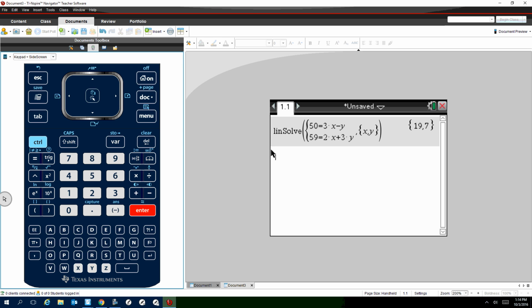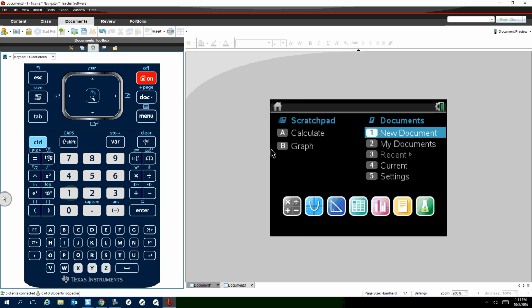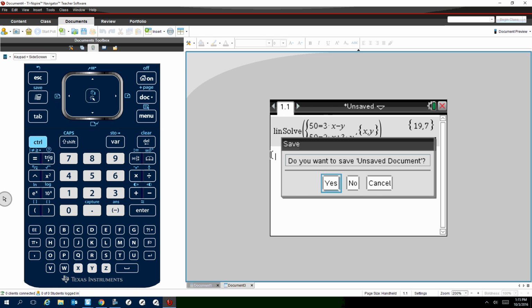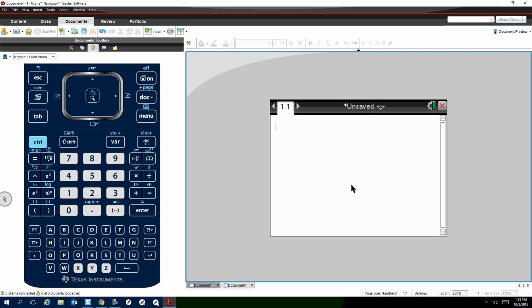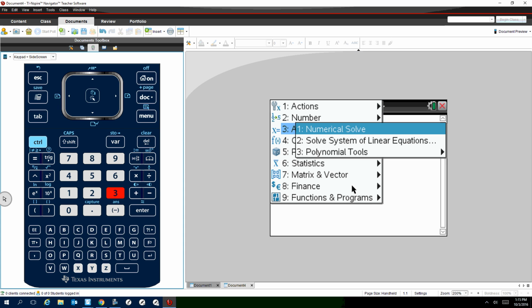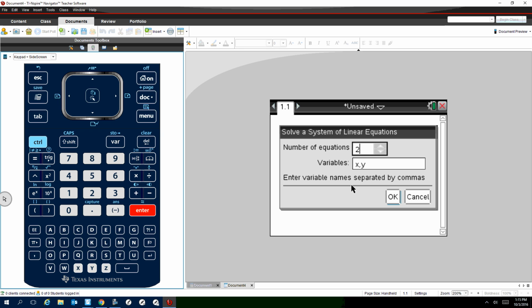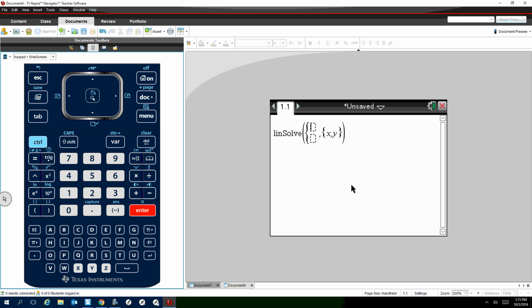Calculator? Yes. Okay. You remember how to do that? So the key to this is I must have you write it in standard form, and then you can type it into your calculator. Do I need to go through those keystrokes again? Home menu, new document. I don't want to save that. We're going to delete that. Add a calculator. Menu gives me my algebra options. 2 allows me to solve a system. I always say okay, because it's always going to be 2 equations.